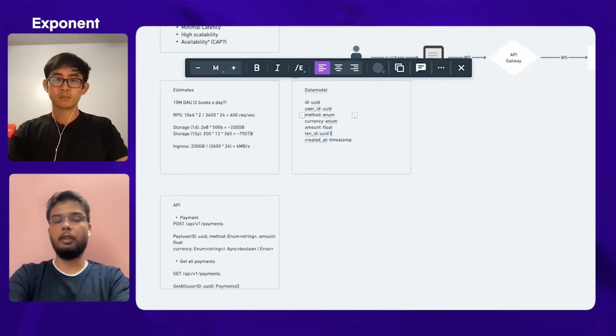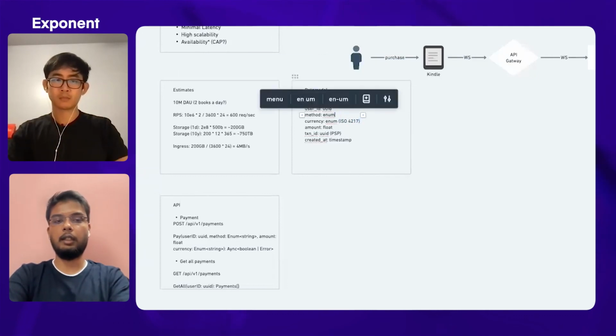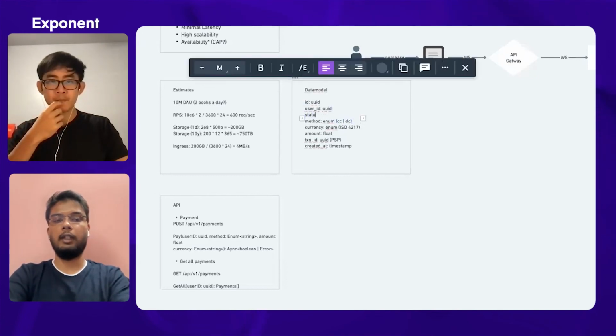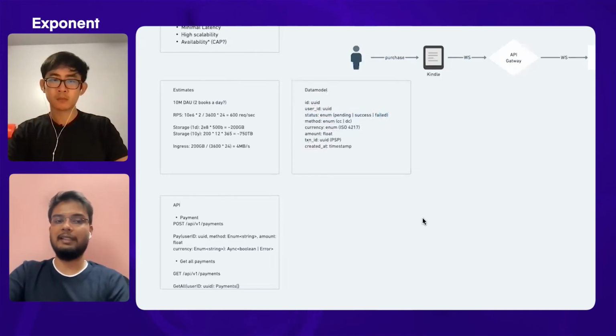This would be coming from the payment service provider. Currency would be ISO 4217, I think, and method would be like a credit card, debit card. And we also have status, like pending, success, fail. Okay. So this is kind of the basic data model we'll be working with.